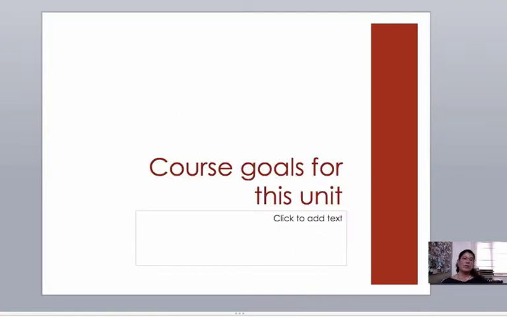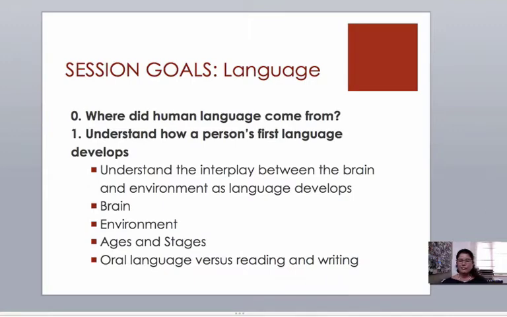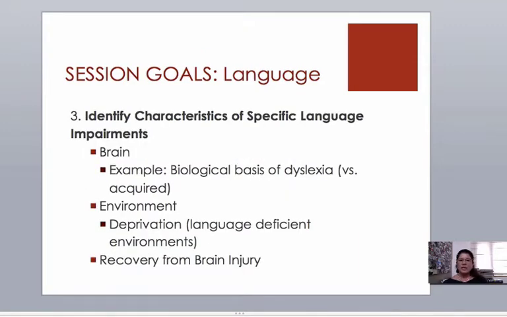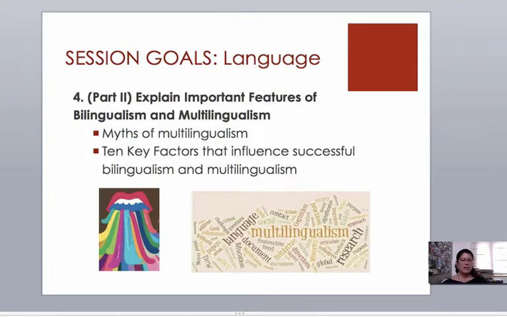To start, what are the goals of this unit? Basically, we have 4 key goals. Goal one is to understand where human language came from in an evolutionary sense, and then to understand how a person's first language actually develops, where that comes from. Then we're going to look at clarifying the concepts of critical versus sensitive periods in language development, and then on to identifying characteristics of specific language impairments, what problems can occur. And then from there, part 4, which would be the second video, will be to explain the important features of bilingualism and multilingualism by taking apart the myths of multilingualism and considering key factors that do influence successful language learning.